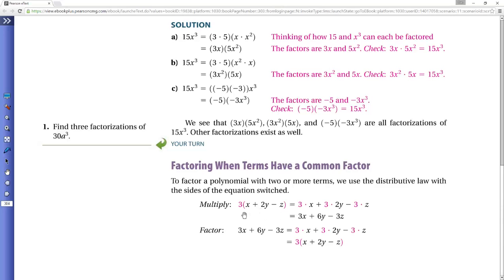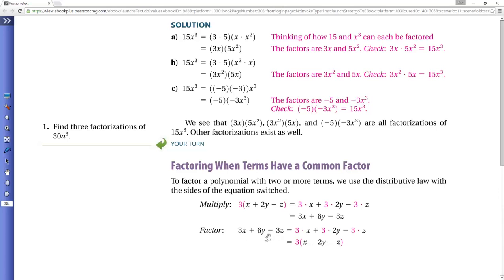And I would say it's a pretty good idea to think of this as a negative z, right? Because that's what terms are, parts of an addition. The term here is not z, it's negative z, okay? So when we multiply, we end up with this expression here. They show it all broken out, and then we get 3x plus 6y plus a negative 3z, or minus 3z.